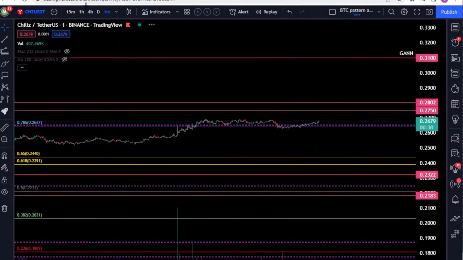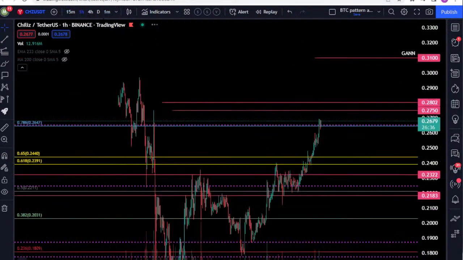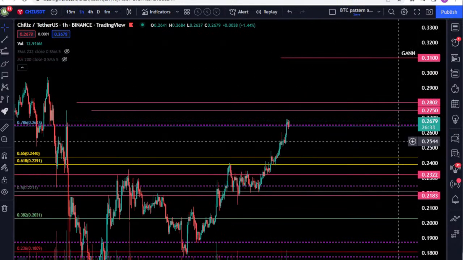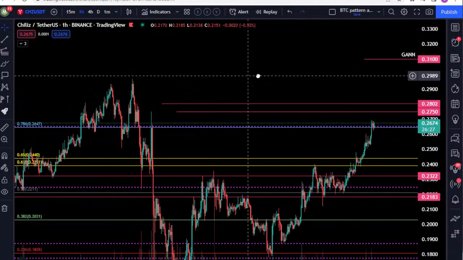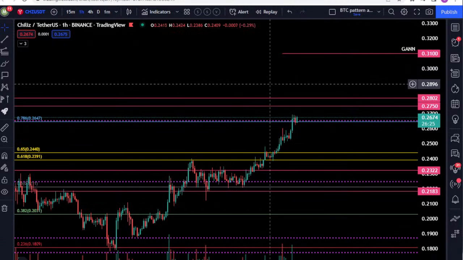I'm still waiting for that zone. If we get it, maybe I could consider a trade. However, I am in a few other trades and I don't want to increase my risk by exposing myself to so many trades at the same time.